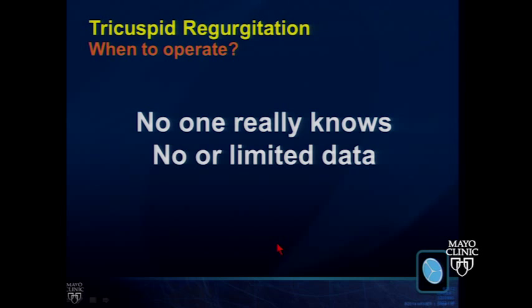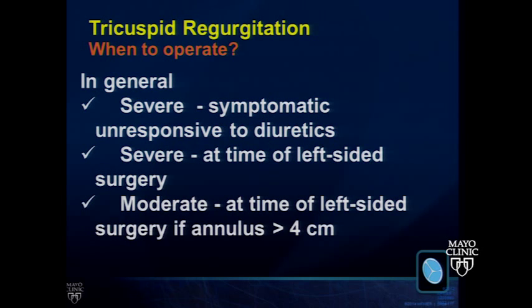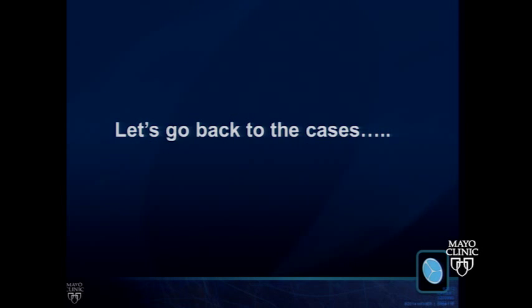Now, when to operate, nobody really knows. We have no or limited data. That's because I put Pat O'Gara in charge, in the valve guidelines, of writing up when surgery for tricuspid valve regurgitation should be done. And he actually came up with a very nice set of circumstances. He said, if it's severe and your symptoms are unresponsive to diuretics, operate. If it's severe and you're operating on left-sided disease, you should operate on the tricuspid valve. If it's moderate and at the time of left-sided disease your annulus is greater than 4 centimeters, you should go ahead and do your annuloplasty.